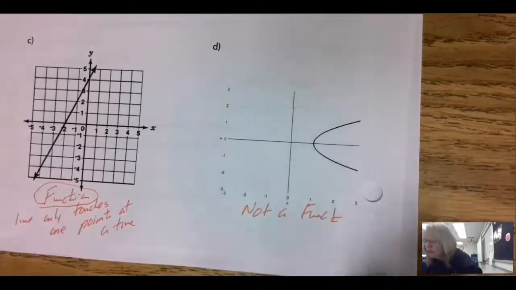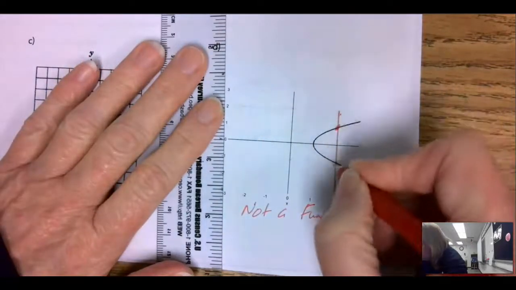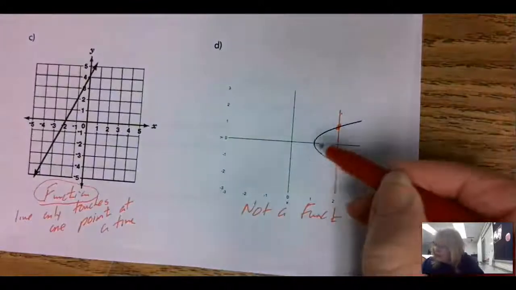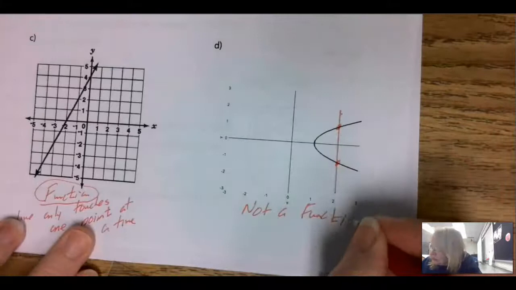And you could even draw a vertical line in. See, look. Right here, not a function because my vertical line touches twice. And you could draw a whole bunch and you'd see. The only place it will touch it once is right out here on the vertex. But this is not a function.